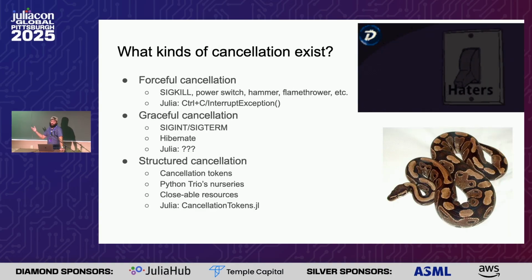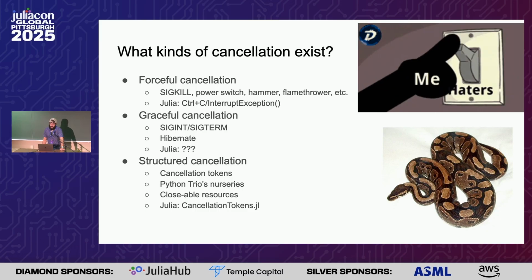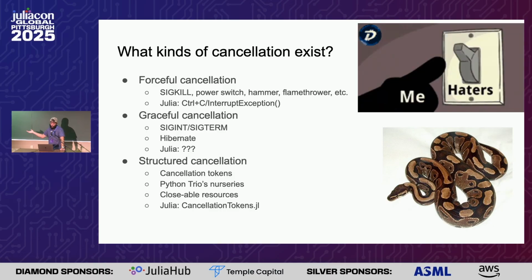Just to reiterate what kinds of cancellation actually exist. There's forceful cancellation. SIGKILL is one of those, as I've mentioned. A power switch is another. A hammer, flamethrower, or various other objects can be used to smash your computer into pieces, and that will stop the computation. It might start a fire in the process, but at least you stop the computation. In Julia, we have Ctrl-C. Some people might call that graceful. I would actually call that forceful. We will get to that. Graceful cancellation: SIGINT, SIGTERM. Okay, technically, I put Control-C in both. It's kind of both.